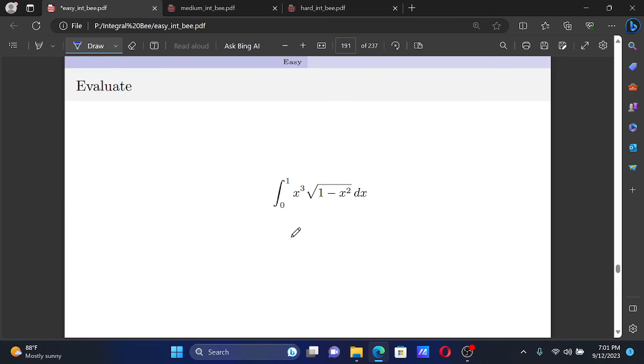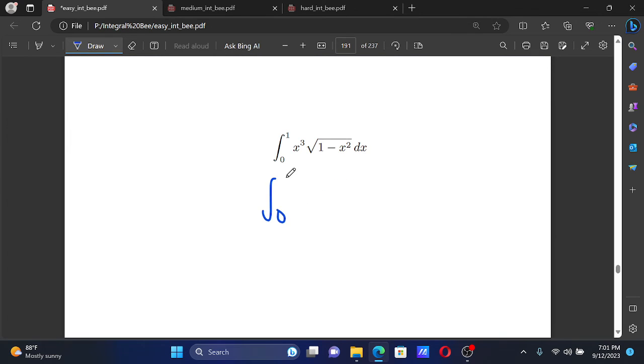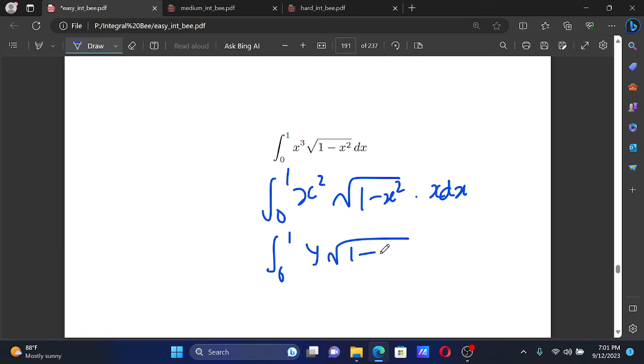For this next question, we can just have something like 0 to 1, x square times root of 1 minus x square times x dx. Yeah. Now if we have this expression x square as y, that will give us 0 to 1 y root 1 minus, but that won't do us any good.